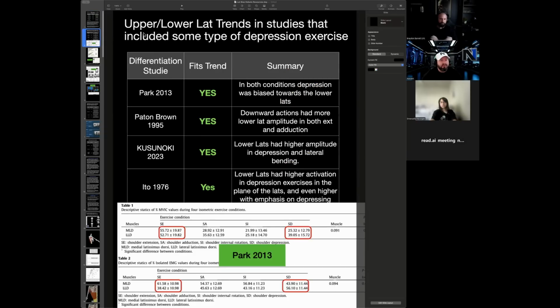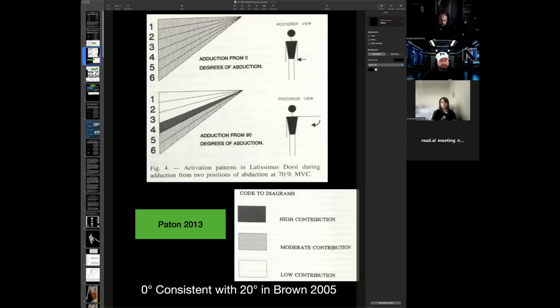So if we look at the trend in studies that included depression, we see this trend where the more depression action there is, the more lower lats are involved. In some of these, that's not statistically significant, but it shows the trend. In others, it's well past the statistically significant marker. And they're in things that are not just manual isometrics and stuff like that.